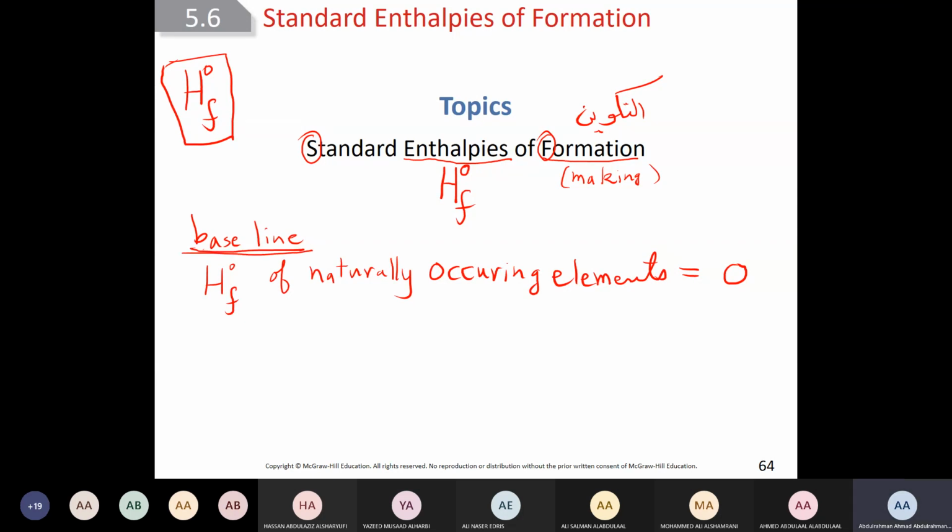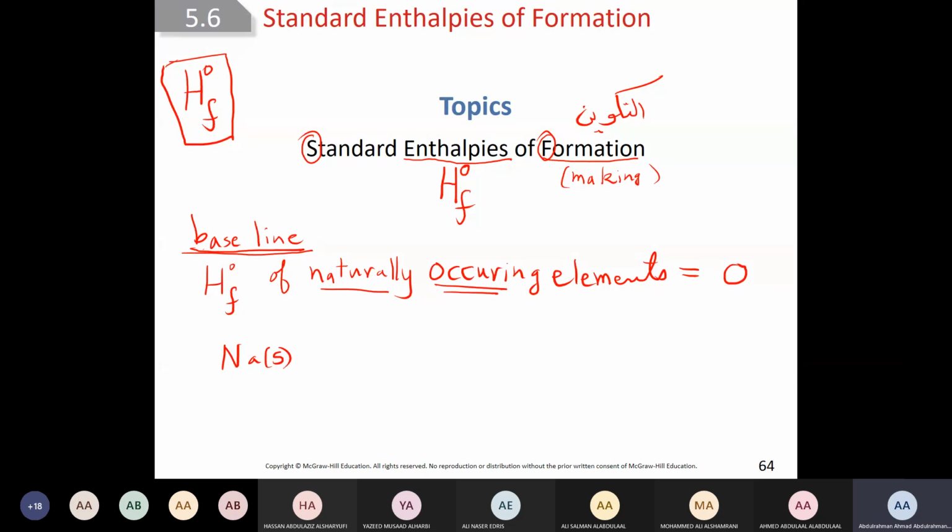All right? So what's the heat of formation of naturally occurring elements, as they are available in nature? Like, for example, sodium. How is sodium available? Solid. What's the heat of formation of sodium solid? 0. What's the heat of formation of sodium liquid? We should measure it. It's not 0. Good.